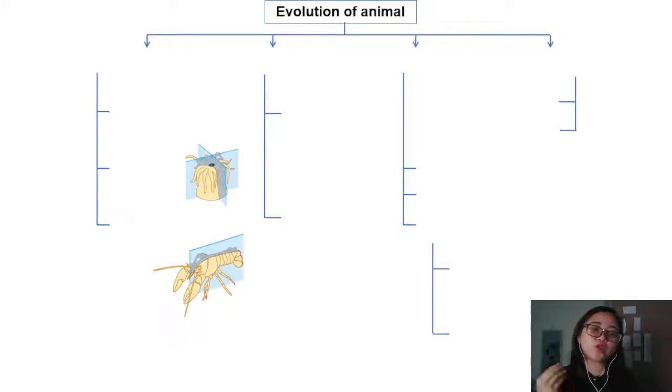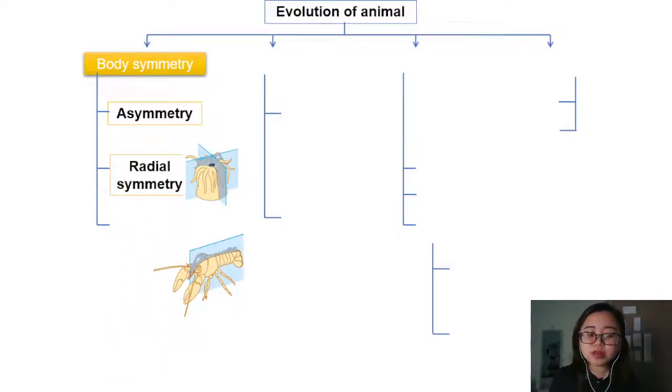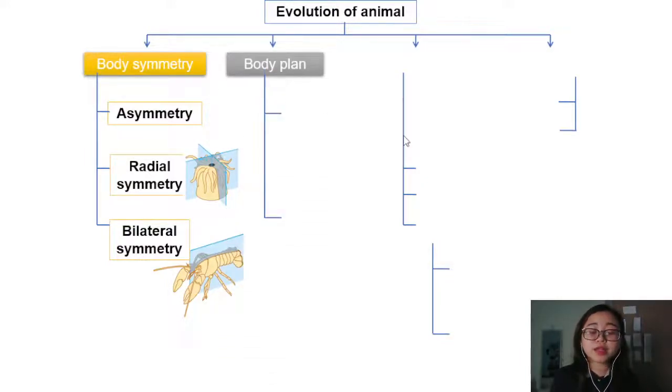So bila kita tengok evolusi haiwan, kita tengok beberapa criteria. When we're looking at the evolution of animals, we look at 4 main criteria. The first of these criteria that we will look at is whether or not the organism has body symmetry. Is it an asymmetrical body plan, a radially symmetrical body plan, or a bilaterally symmetrical body plan? Okay, so when we look at that, we can see, okay, how far evolved is it from the very first animal?